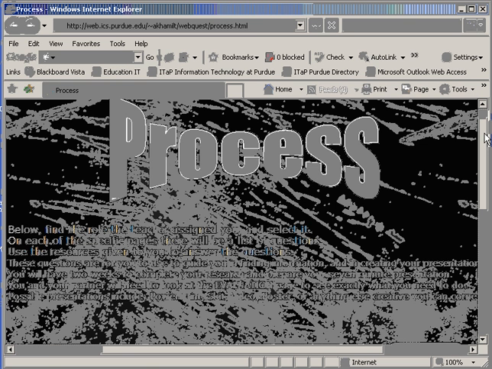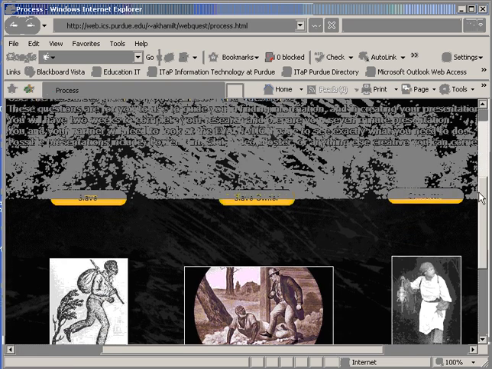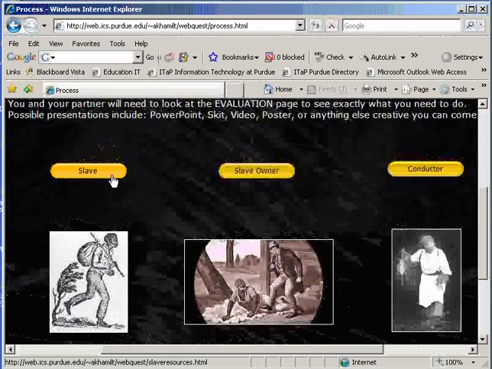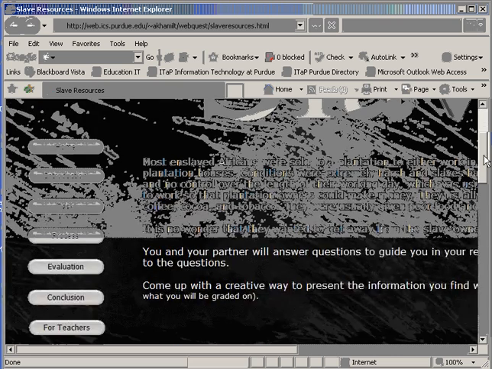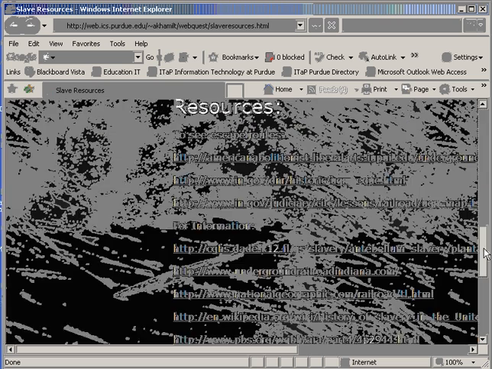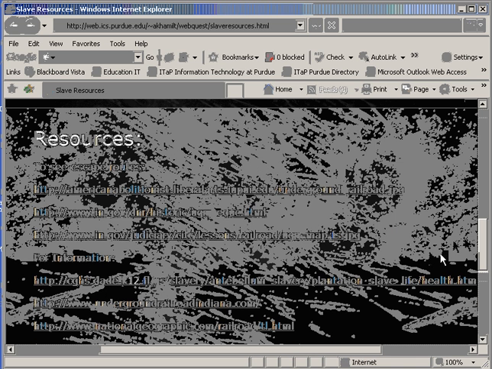Also, you can provide different roles to your students. In this Webquest, the students can take the role of slave, slave owner, or conductor. And there is information here for each role. If you're providing links to students, then remember to include at least 3 to 4 links for each role. Otherwise, include at least 5 links.